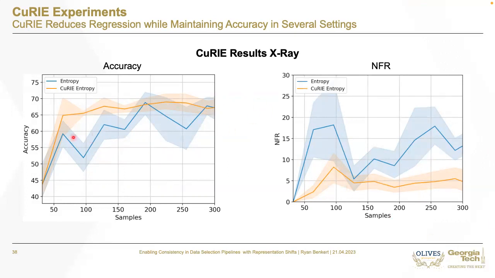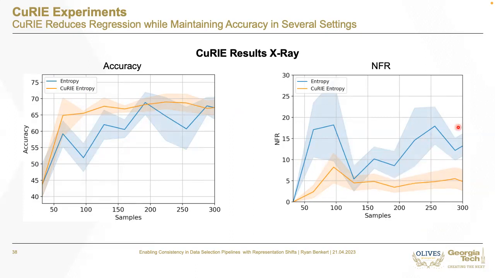And what you can see over here on the left is that by adding Curie, for instance, to entropy, you don't really see a statistically significant difference in terms of accuracy. You even get a slight hike at the beginning over here, right? But more importantly, you see that the NFR usually consistently stays under the original entropy curve, and partially even by a significant amount, as you can see over here.